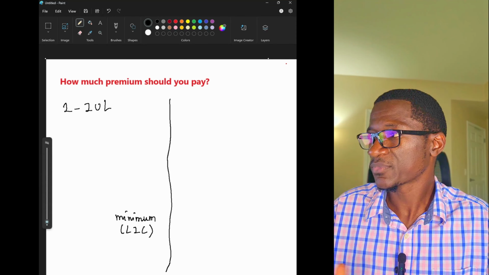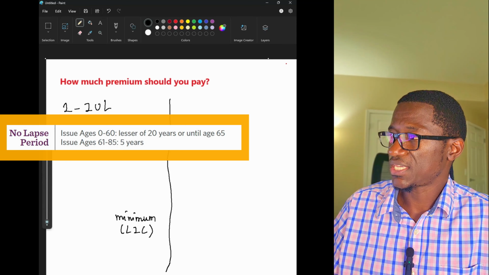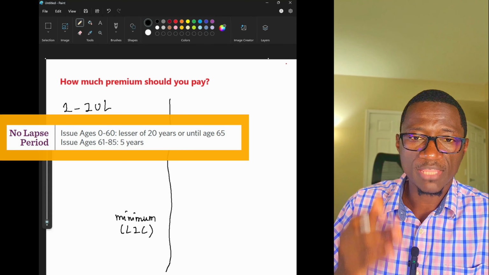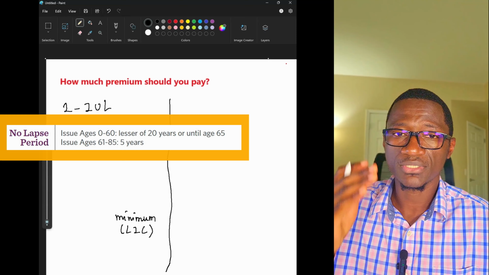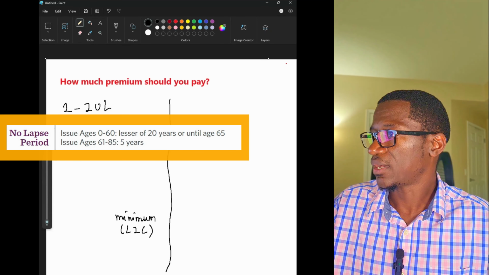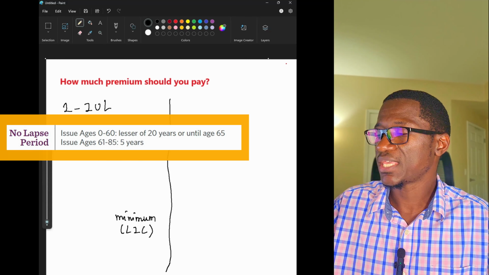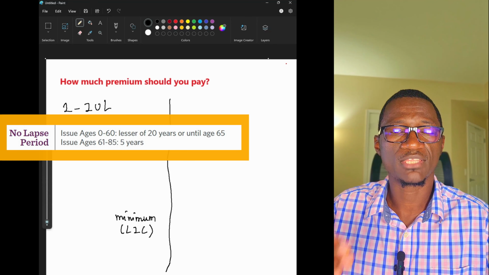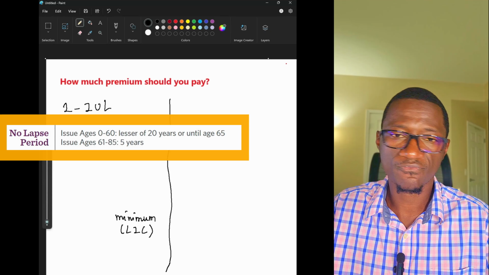time. For instance, if the policy is issued between age 0 and 60, the death benefit will be guaranteed for the lesser of 20 years or until age 65. If the policy is issued between age 61 and 85, the death benefit will be guaranteed for 5 years.